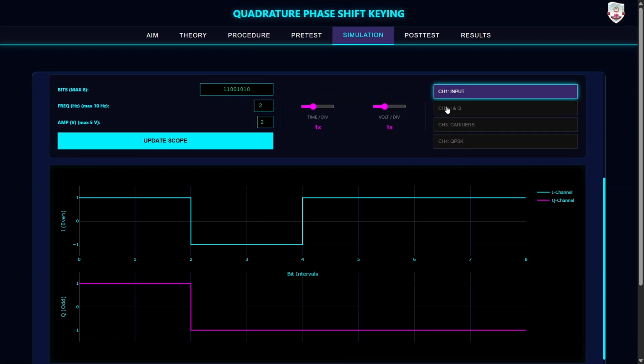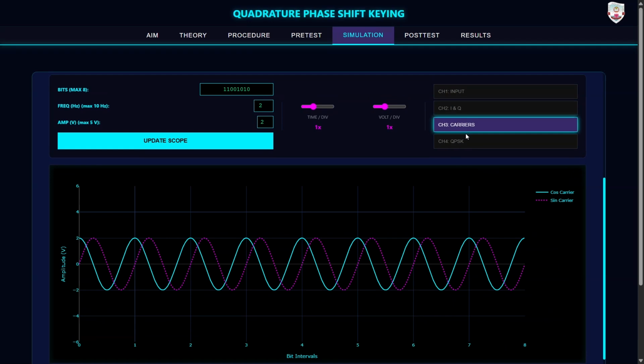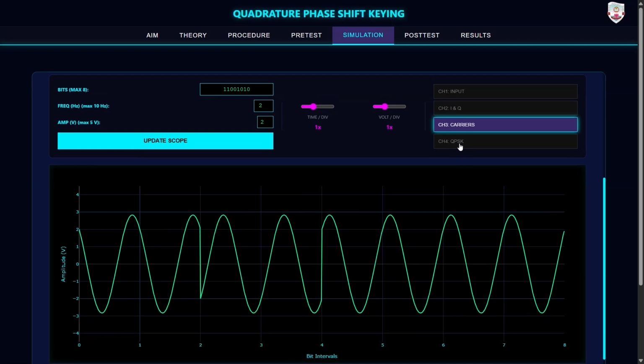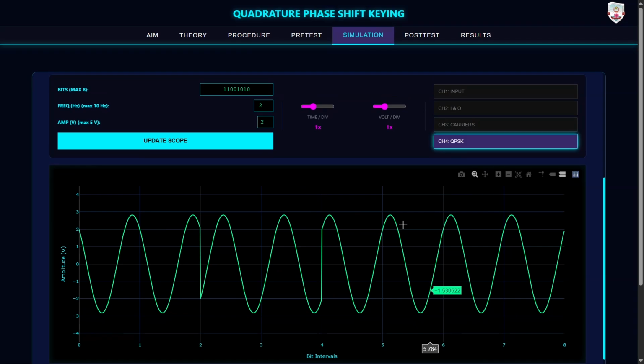Channel 1 shows the input binary signal. Channel 2 displays the in-phase and quadrature components. Channel 3 shows the carrier signals and Channel 4 displays the final QPSK modulated waveform.